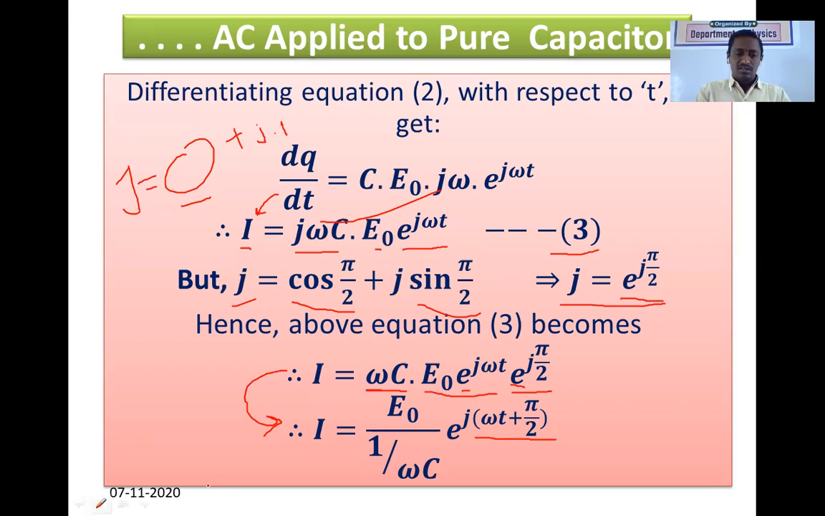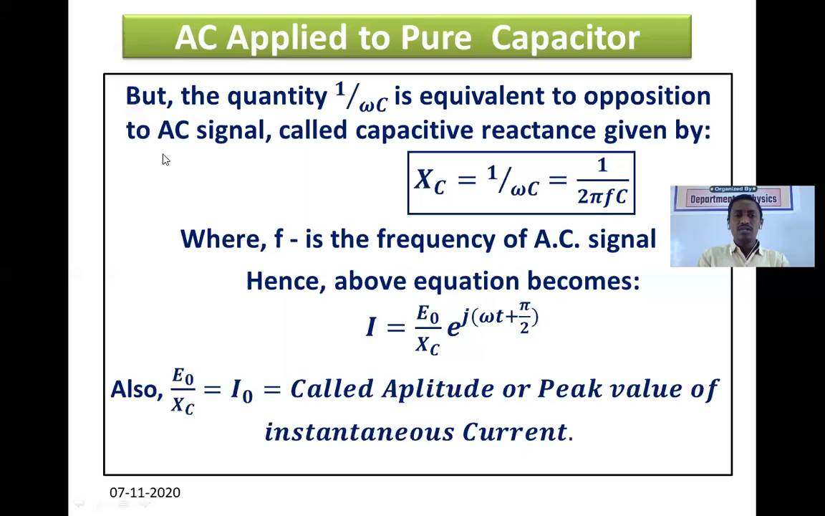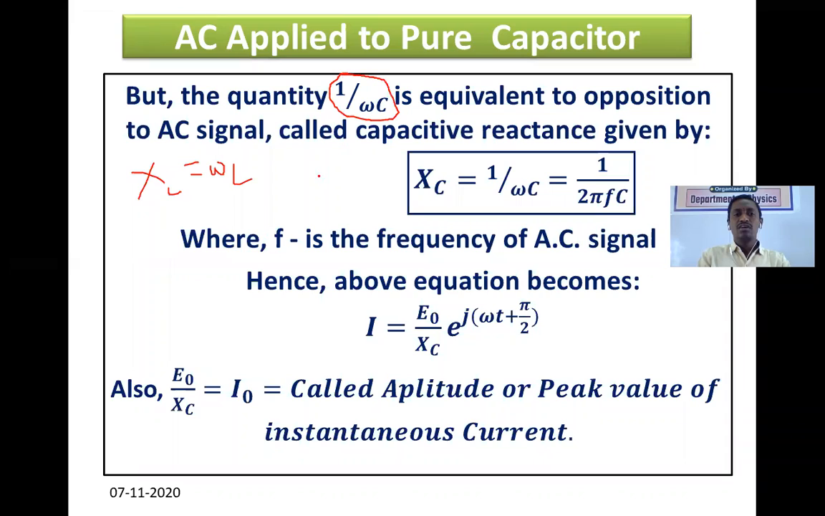Now the quantity 1 by omega C is equivalent to the opposition to the AC signal, called capacitive reactance. In the case of the inductor, the opposition of the inductor to the flow of AC current is denoted by XL, where XL equals omega into L. But in the case of a capacitor, the quantity 1 upon omega C is called capacitive reactance, denoted by Xc.